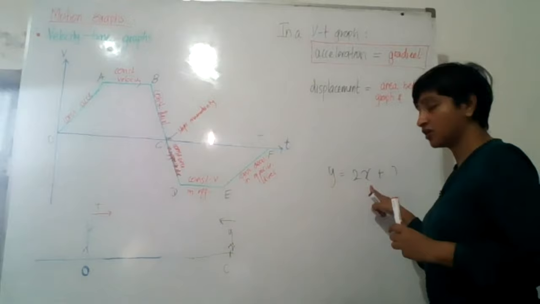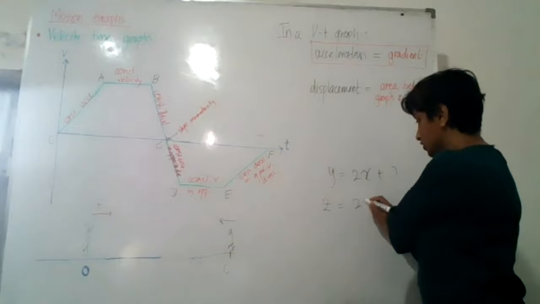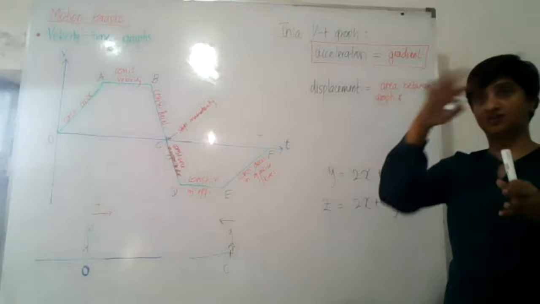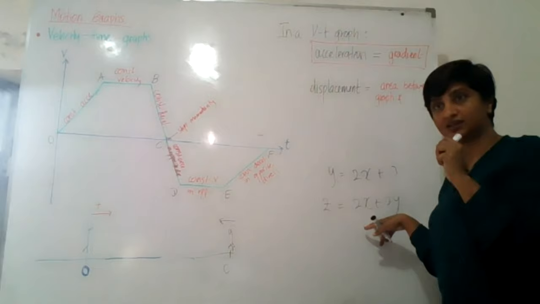You can have two variable functions. You can have z equals 2x plus 3y. z is your function, and it depends on two variables. This gives you a three-dimensional graph, and your graph is a surface. This is a line in 2D, this is a surface in 3D. Got that?